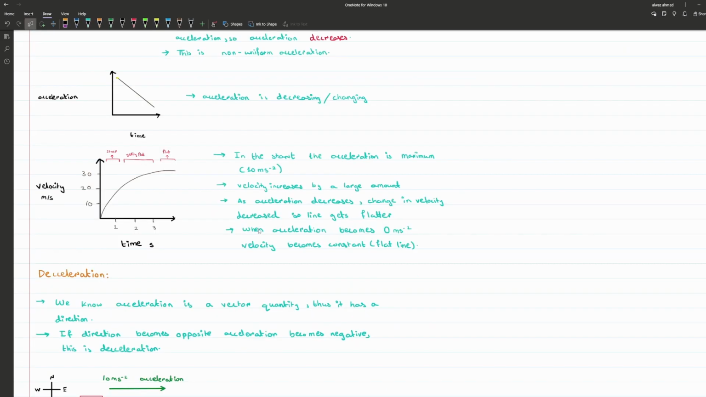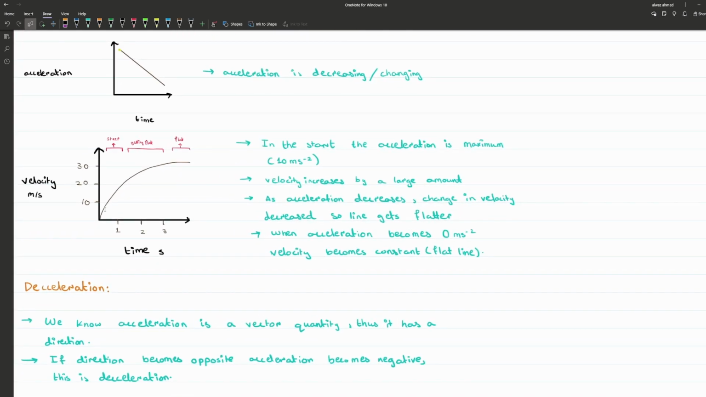Now if we look at the velocity time graph for this, we can see that in the start the acceleration is maximum at 10 meters per second squared. So that is why, if I zoom in, the velocity increase in the start is a bit more steep. Okay, so the velocity increases by a large amount in the start, but as the acceleration starts decreasing, the change in velocity will start to decrease, because as the acceleration decreases, the velocity will still increase, but it's going to be increasing in a smaller amount.